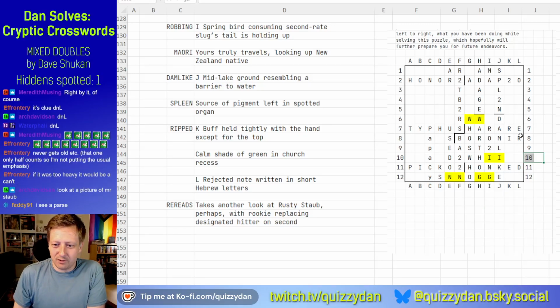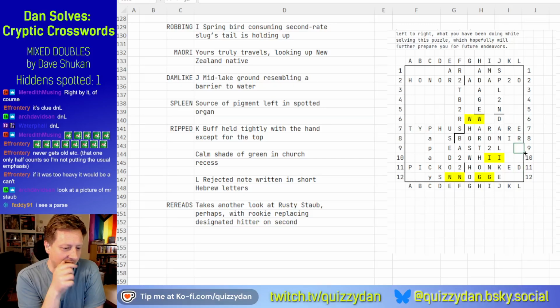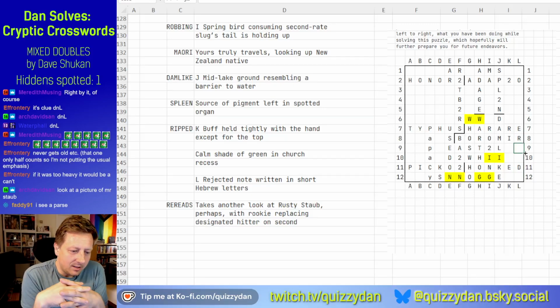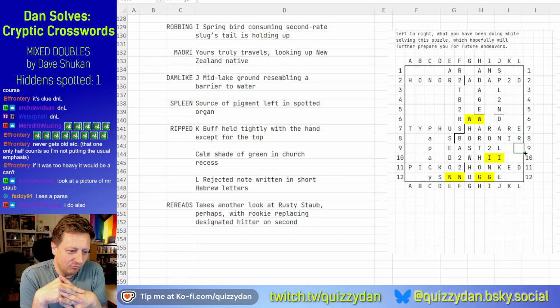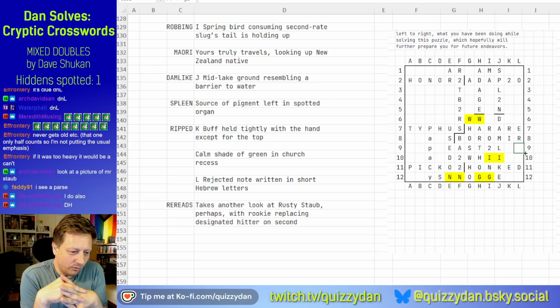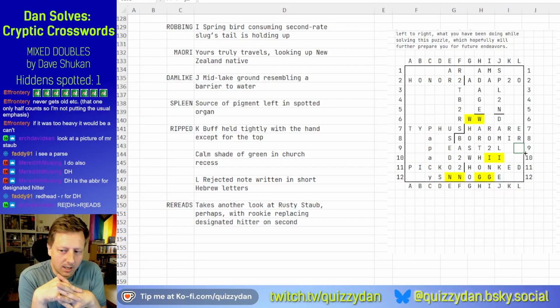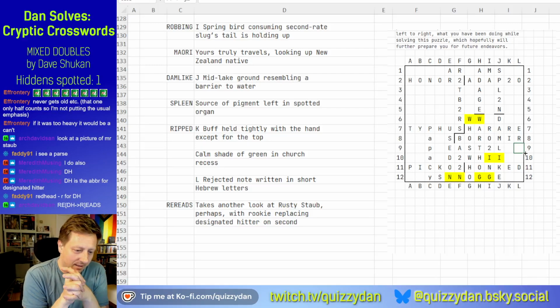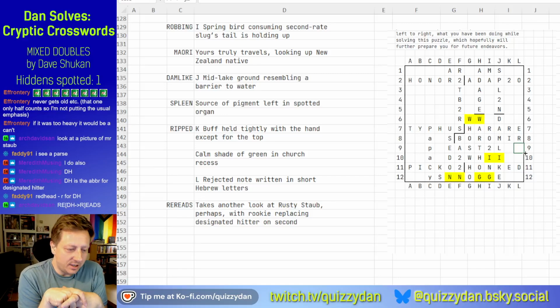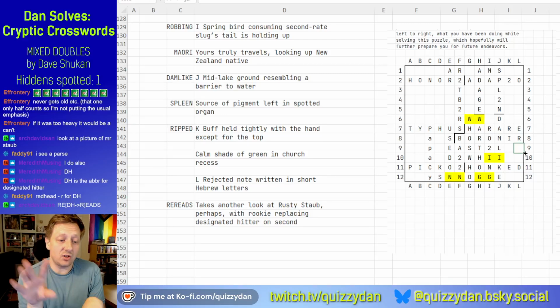But anyway, I think that's rereads. Takes another look at, Rusty Staub, perhaps, with rookie. So is that going to be R? Designated hitter is DH. Okay. So Rusty Staub is a redhead. Rookie replaces the DH. So you get reread. We still need the S. So on second, that is your S. That is convoluted, and it's going to go in there.